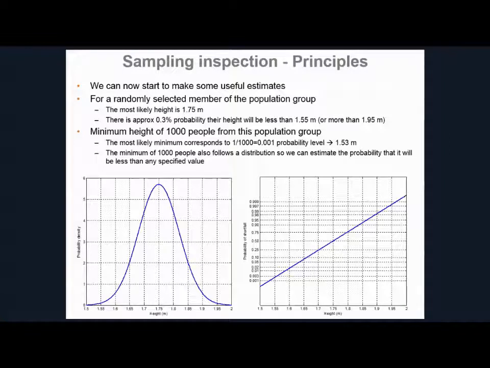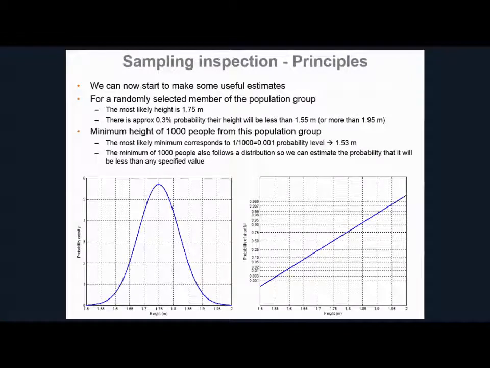That would correspond to a probability level of approximately 1 over 1,000, so it would sit somewhere over here. So we'd say the most likely minimum height from 1,000 people would be 1.53 meters. And we can also start to say things around what's the likelihood that that minimum would be larger or less than 1.53 meters. So there's a lot of simple information we can gather just from the distribution.